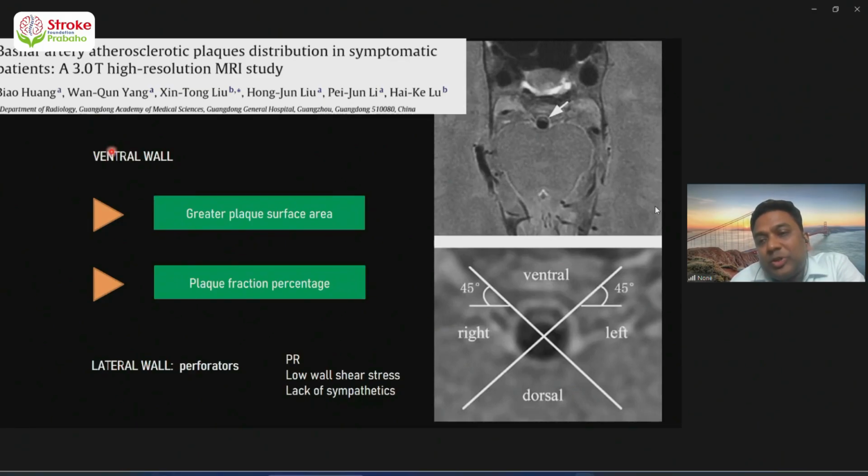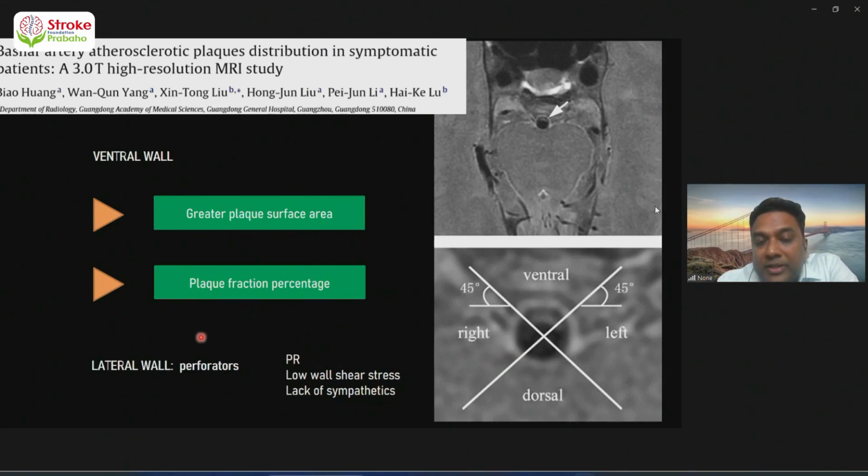In the basilar artery, it tends to occur in the anterior wall. And we also talked about why it causes more positive remodeling. We think that it is because of the lack of sympathetics in the posterior circulation. If you see, all these hypoperfusion risks are almost always in the anterior circulation and not in the posterior circulation. Even post-subarachnoid hemorrhage, we see vasospasm involving the anterior circulation and not the posterior circulation. So there is some difference between the autonomic distribution in the anterior and posterior circulation, and I feel that one of the reasons why the posterior circulation is positively remodeled is because of the lack of sympathetics and low wall shear stress, which is more common in the posterior circulation.